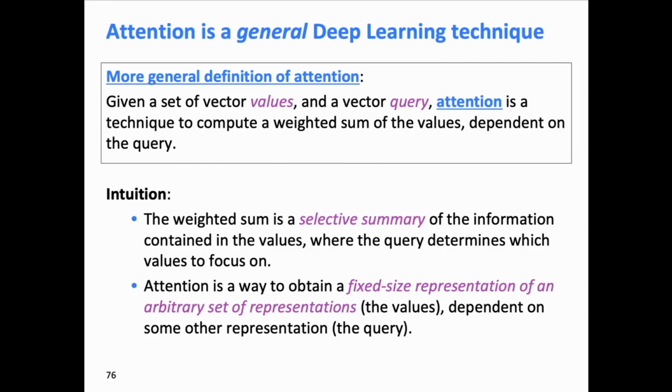The second way to think about attention is that it's a way to obtain a fixed size representation from an arbitrary set of representations. So when I say arbitrary set, I'm saying that you have this set of vectors called the values, right? And you could have 10 values, or 100 values, any arbitrary number of these vectors. But attention gives you a way to get a single vector summary of that, which is the attention output, using your query.